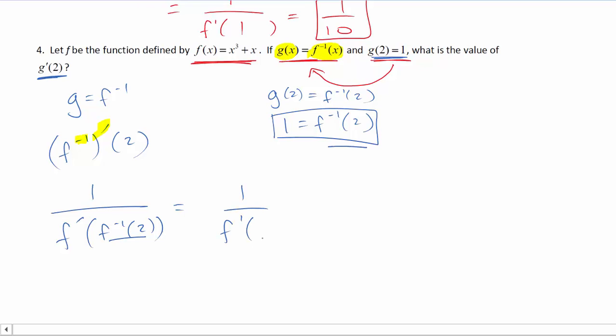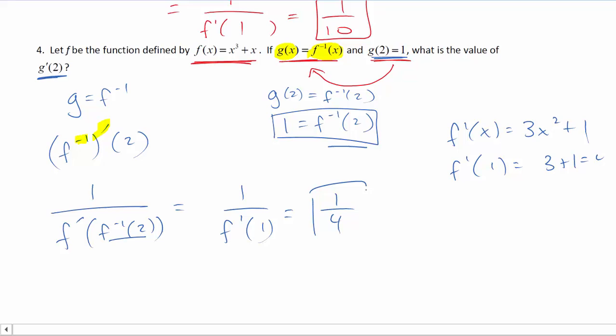So f inverse of 2 equals 1, so that means I now have 1 over f prime of 1. In order to find f prime of 1, I'm going to have to find the derivative. f prime of x equals 3x squared plus 1. f prime of 1 equals 3 plus 1, which is 4. So therefore my answer was indeed 1/4.